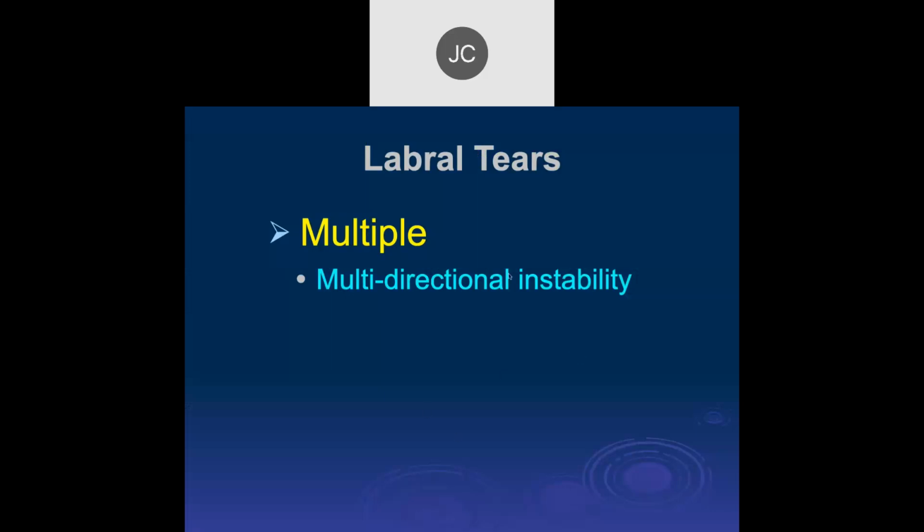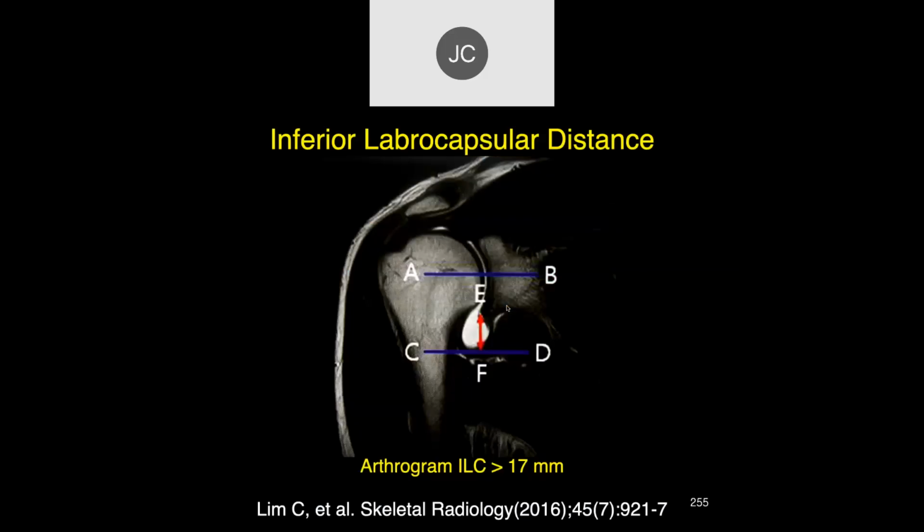And then there's a thing called multidirectional instability, where you're unstable, usually anterior and posteriorly, but you can even have inferior and superior as well. And then you have more diffuse labral injuries.